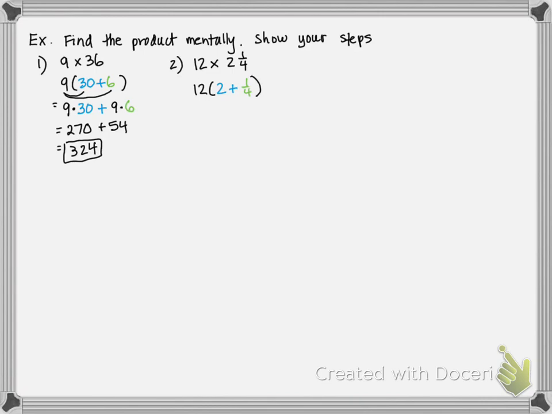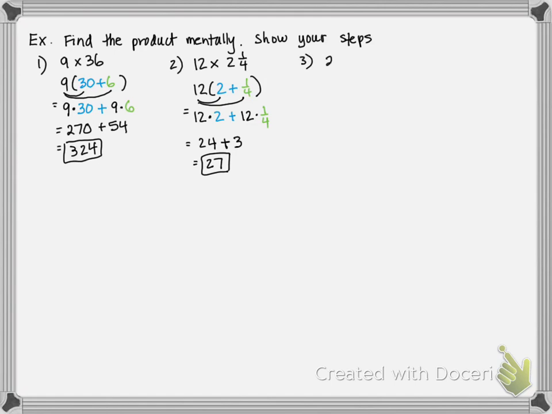So then what we're going to do is we're going to distribute, and we're going to get 12 times 2, and then plus, we're going to get 12 times 1/4. So we're again using skills from early chapters. So 12 times 2 is 24, and 12 times 1/4, well, 4 goes into 12 3 times. We add those together and we get 27. So we're taking a complicated problem and we're showing the steps, but all the calculations are in our head because the math has become easier.